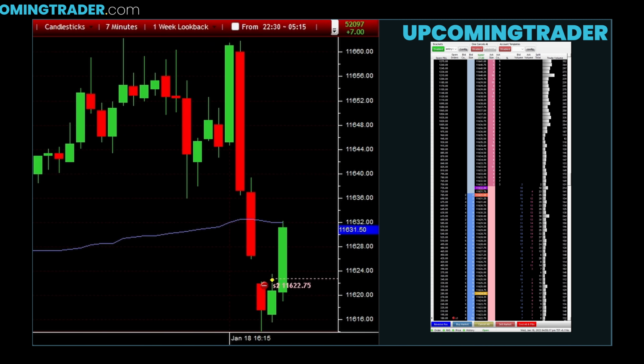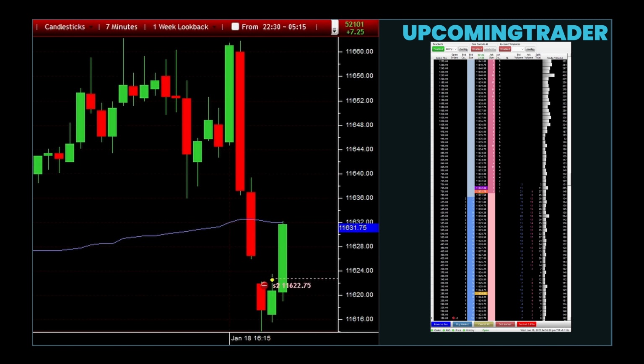One key pattern is the bullish engulfing pattern. This is when a small red candle is completely engulfed by a larger green candle, showing a reversal from a downtrend to an uptrend.